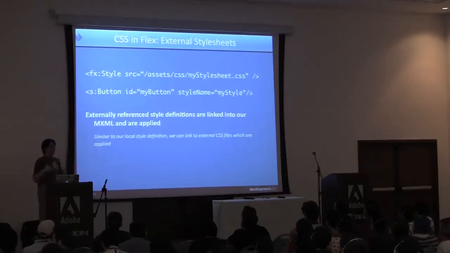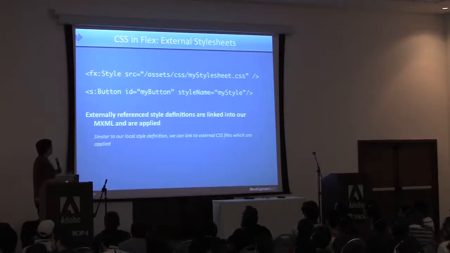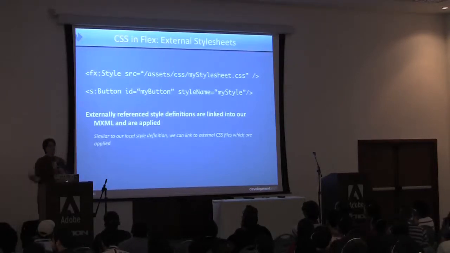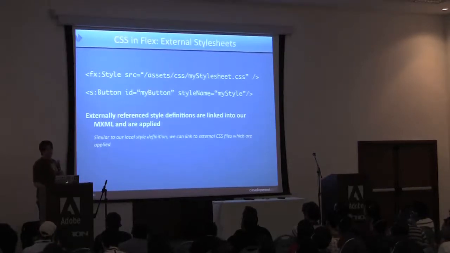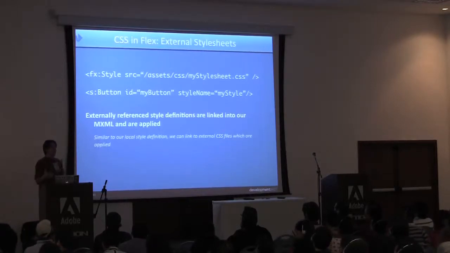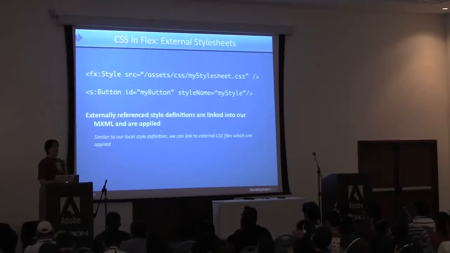So this is a way of really organizing all your styles in one location. And at that point, you can share them across your entire application, across your projects. You can create themes and share them across all your products. So it's a real powerful way of organizing. This gives us a lot of flexibility. These four ways give us a lot of different ways we can manage our styling systems inside Flex.